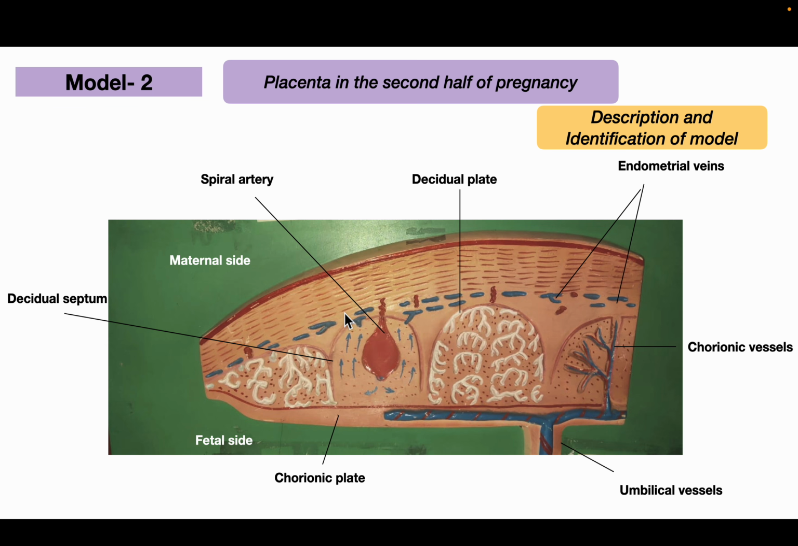Now what are the other structure visible over here is, this is the spiral artery. So endometrium, they are lying in the endometrium. Then the chorionic vessels, they converge to form the umbilical vessels. Then endometrial veins are visible. So these structures are visible in this model.